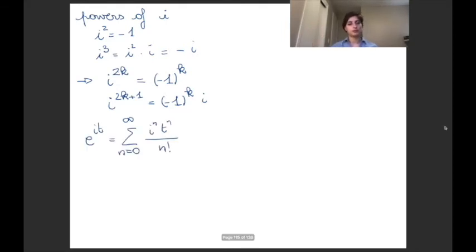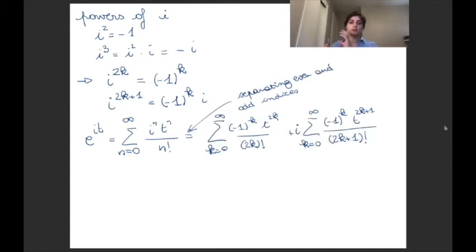So we can use that to split our infinite sum that we use to construct the exponential of an imaginary time. We can split it between even and odd indices. So we first have a sum from k equals 0 to infinity with the even indices. So we have t to the power of 2k and the imaginary number to the power of 2k, that is equal to minus 1 to the power k. All of this divided by 2k factorial.